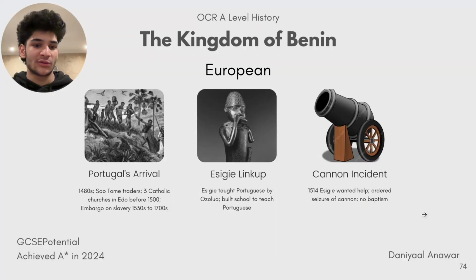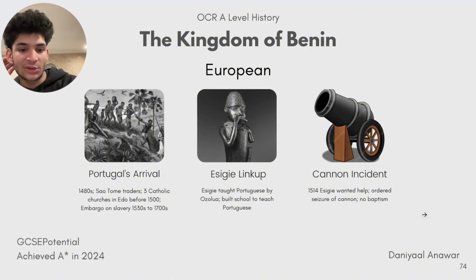Cool, European influence. So Portugal arrived in the 1480s. It was the Sao Tome traders, so actually a similar time to Congo. But Benin was quite resistant to it. So although they reaped the advantages of having Portugal nearby, they didn't really want them to have too much influence.